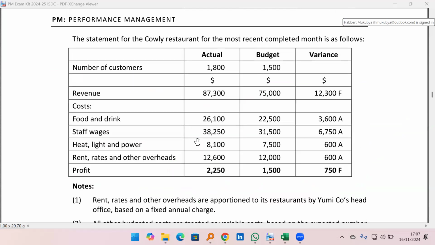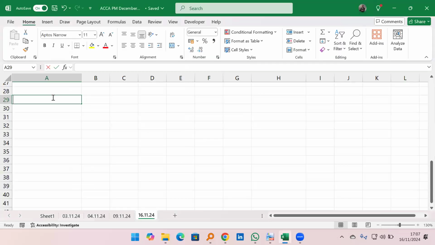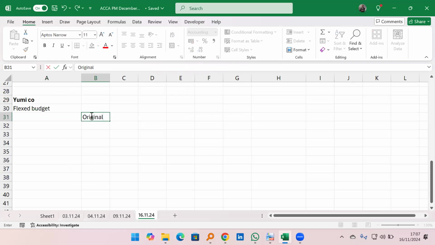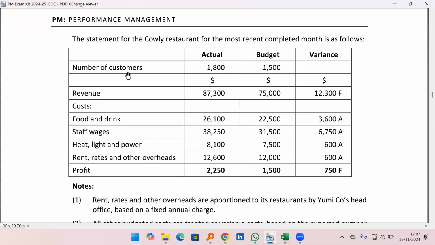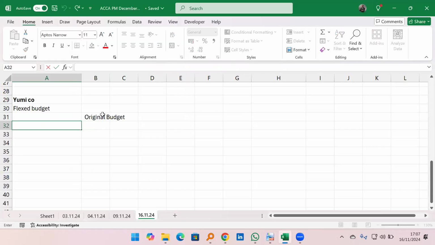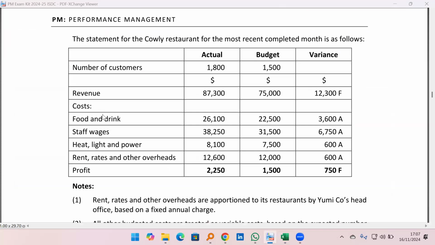So let us start by looking at how we are going to flex the budget. To flex the budget, we need to first of all get the original budget. So this is Yumiko flexed budget. So we shall start, of course, with the original budget. The original budget had number of customers, which was 1,500.